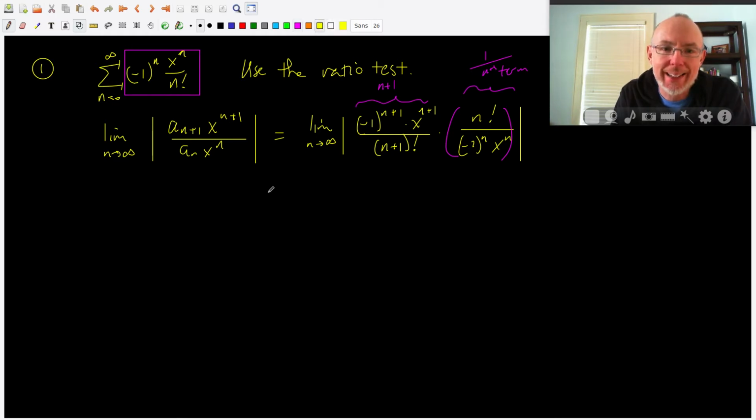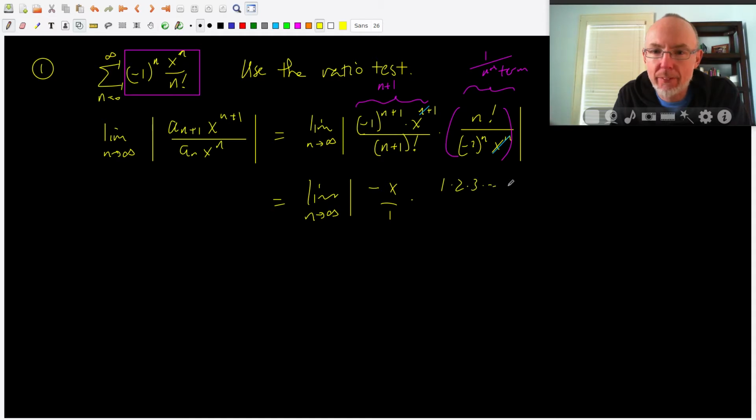So we need to take that limit, and there's going to be a lot of cancellation. What I'm going to do is notice that the minus 1 to the power of n plus 1 over the minus 1 to the power of n leaves a single minus 1. The absolute value is going to get rid of that anyway. And then we can cancel the x to the n here with the x to the n there, and that's going to leave an x in the numerator, and then I'm just going to leave everything else there, and I'm going to put these factorials together.